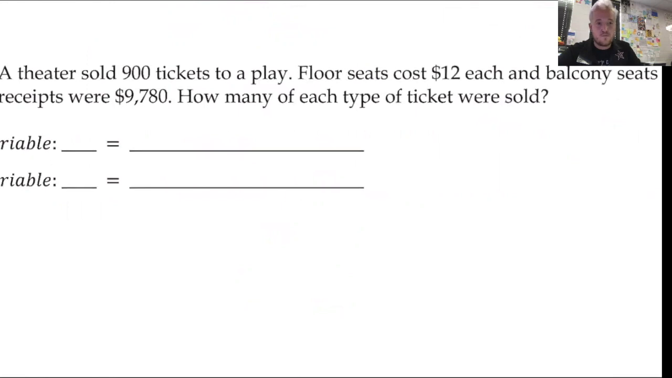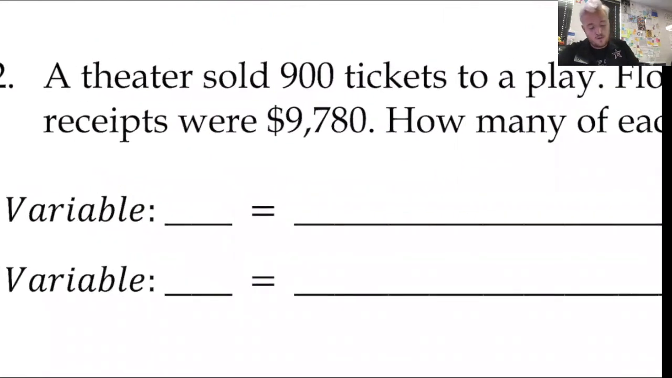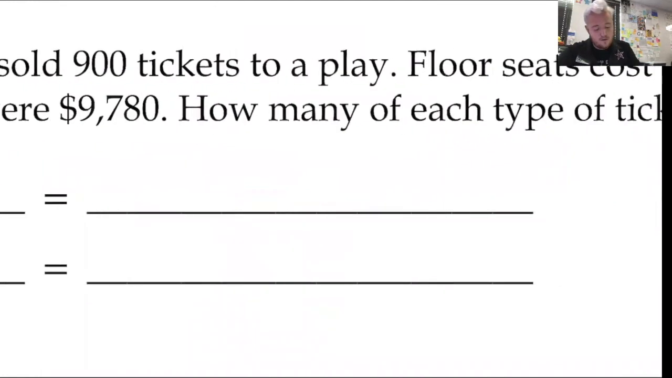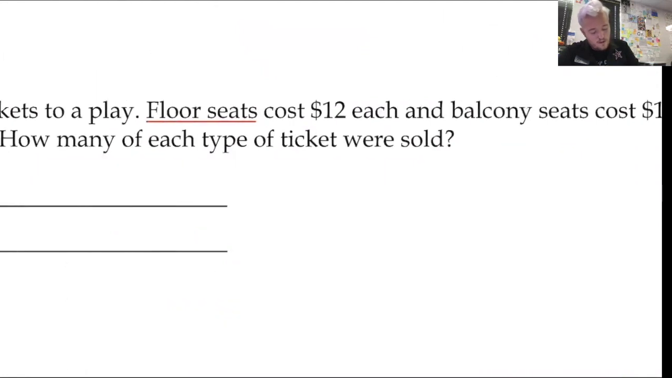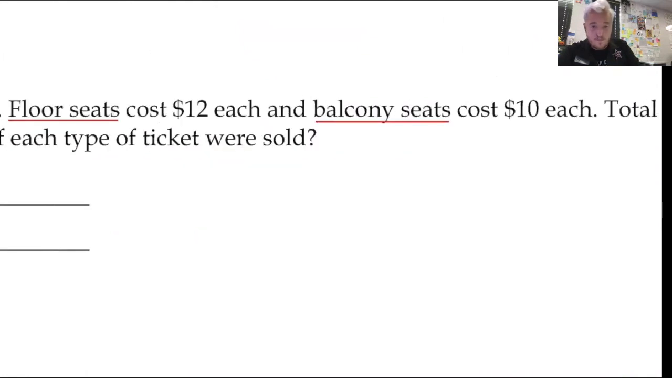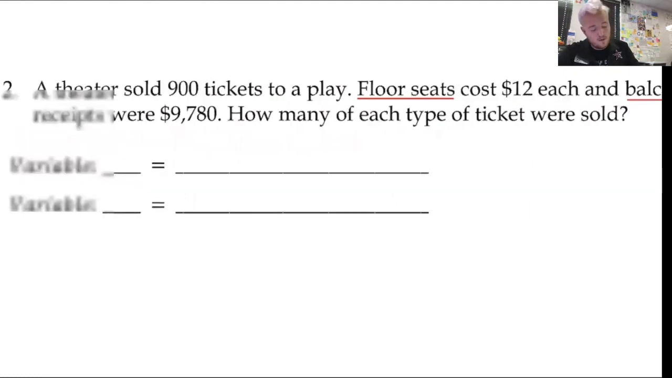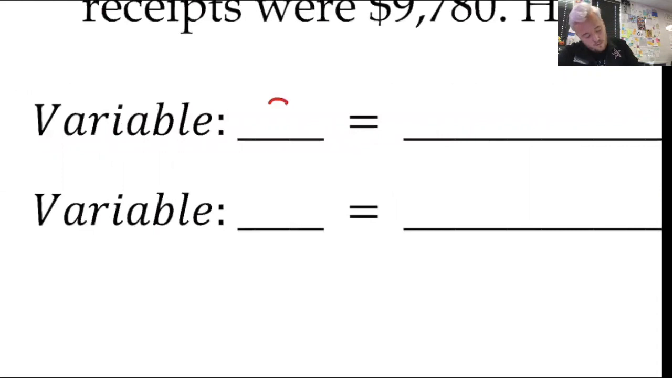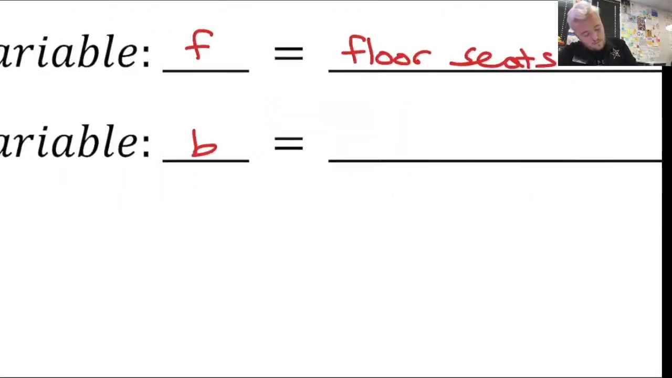All right, so we're looking for 2 equations. First off, we need to identify what our 2 variables are going to be. They sold floor seats and they sold balcony seats, so those are going to be our 2 different variables. For this one, I'm going to say F is floor seats and B is balcony seats.